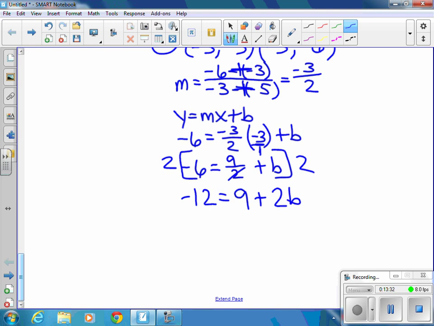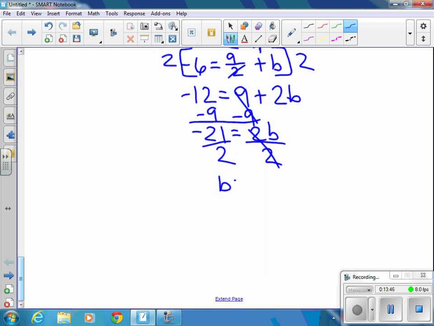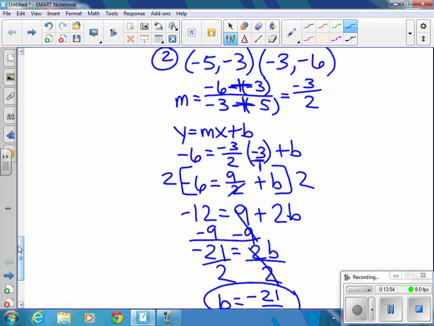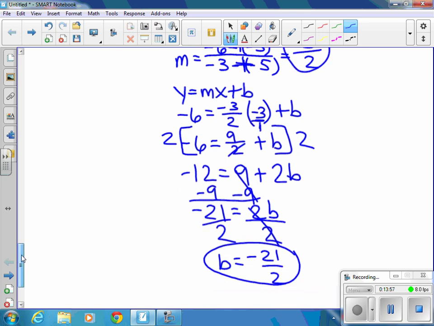Many of you are more confident and much more successful solving it from here. Subtract your 9. That gives you -21 = 2b. Divide by 2, and 2 does not go into 21, so you leave your answer as -21/2. So now I have a b value, and then my m value was -3/2. So put the two pieces together and write your equation. So our final equation for this last example is y = -3/2x - 21/2.